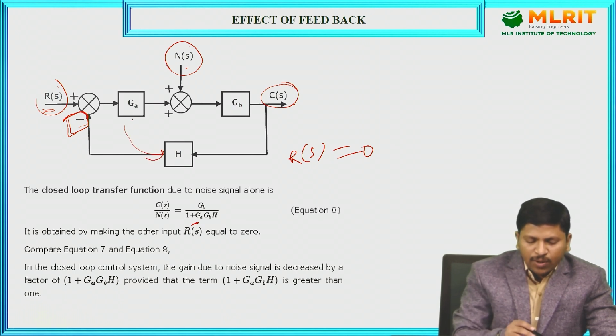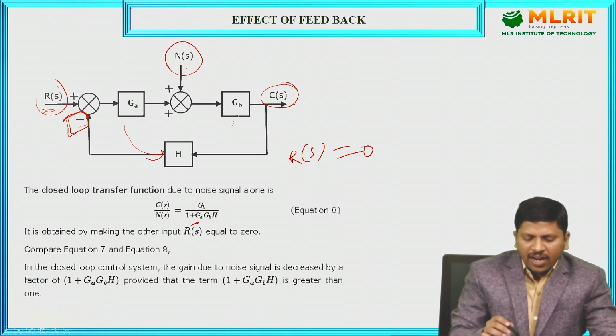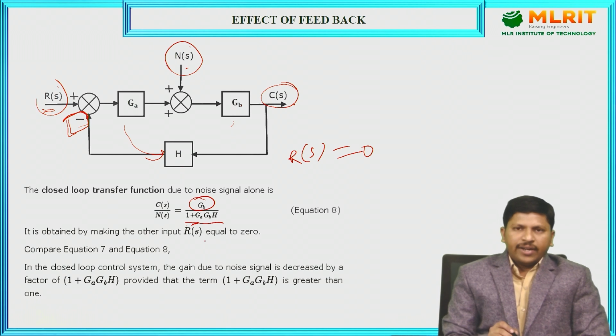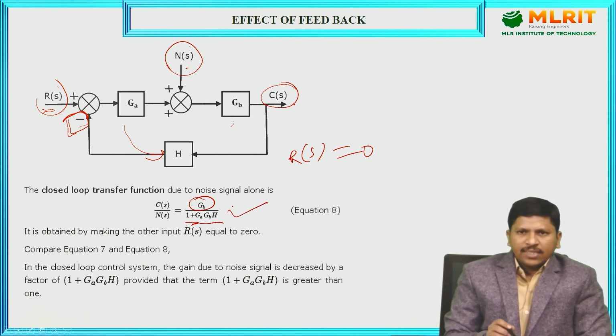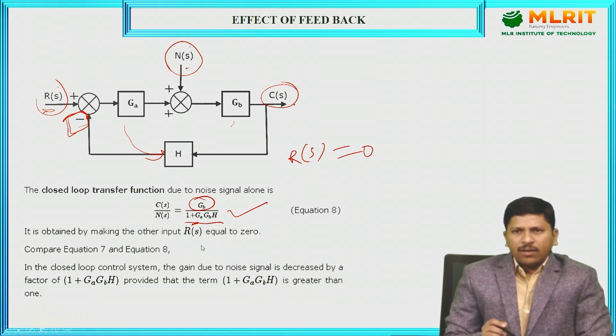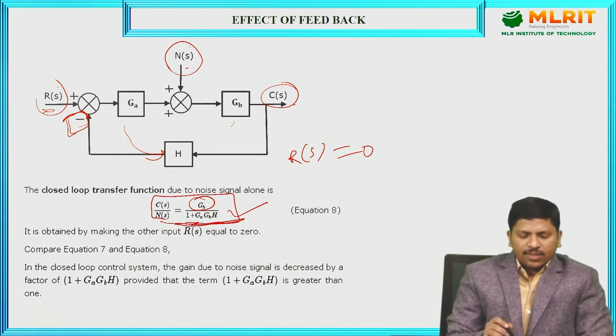Here GA, GB and H are multiplied, and this is 1 plus GA GB H. This value is divided by the feedback term, so we get GB divided by 1 plus GA GB H. This is the noise transfer function when we use the noise signal in the closed loop system. By making R of S equal to 0, we get this transfer function, C of S by N of S, for the noise signal.